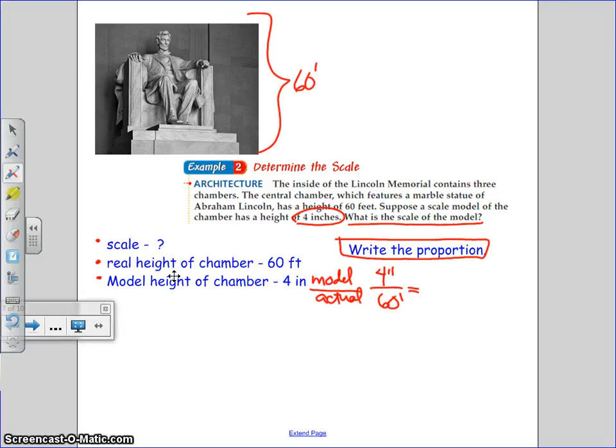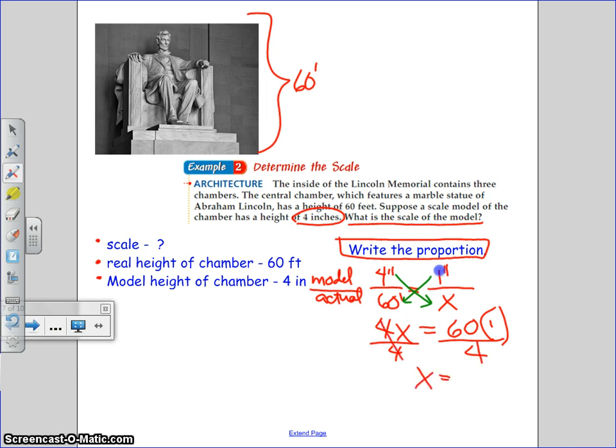To find the scale, we want to know if 1 inch is going to equal how many feet. We don't know. We know we want to have it 1 inch. We don't know how many feet that's going to be, so that is x. We're doing a proportion, so we're going to cross multiply. 4 times x equals 60 times 1. Divide both sides by 4. You find out that x equals 60 over 4, which is 15 feet.